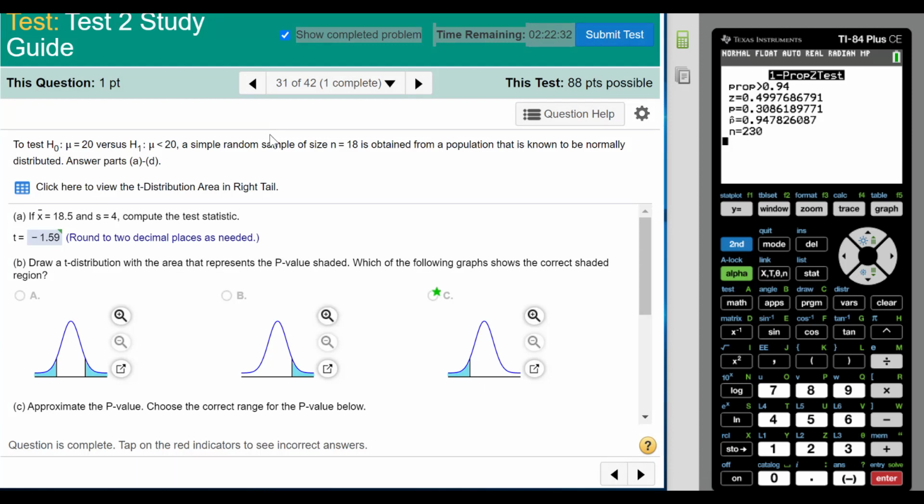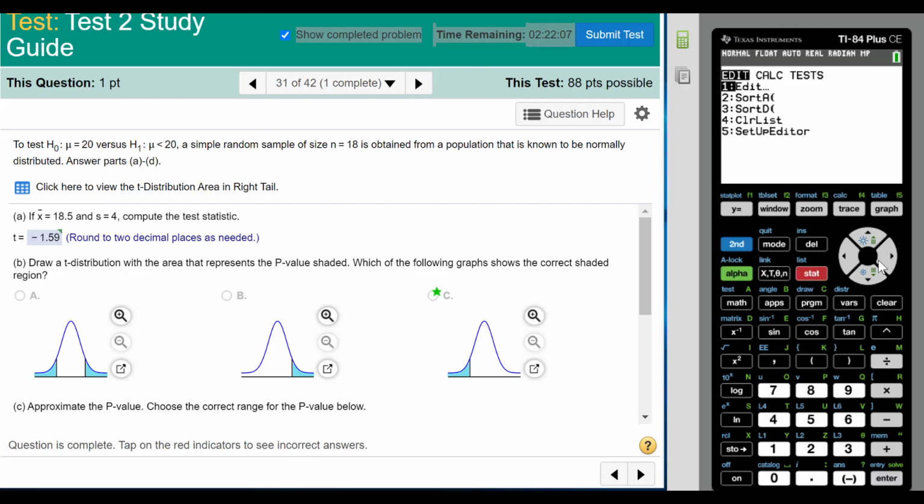Now we're going to section 10.3 to test H0: mu equals 20 versus H1: mu less than 20. A simple random sample of size n equals 18 is obtained from a population that's known to be normally distributed. Answer parts A through D. If X bar is 18.5 and S is 4, what's the test statistic?